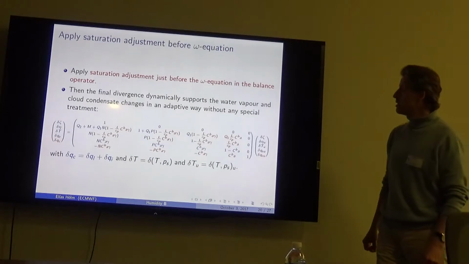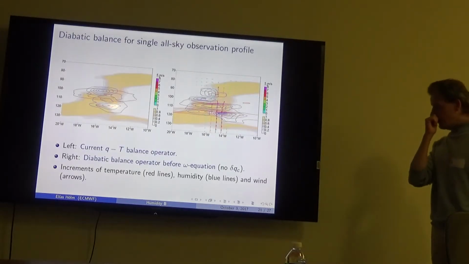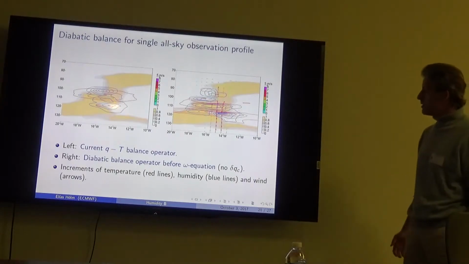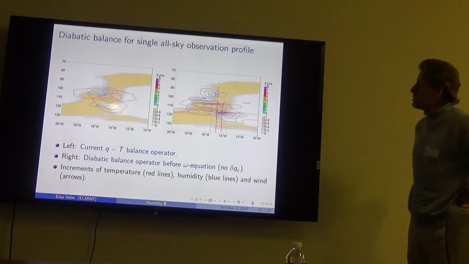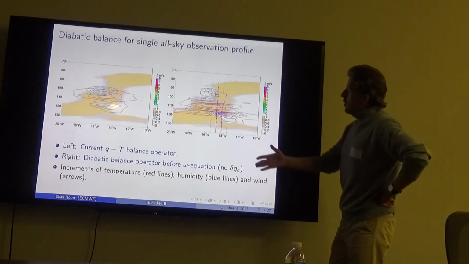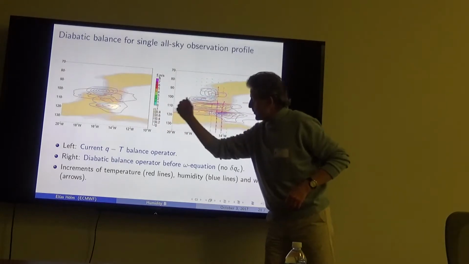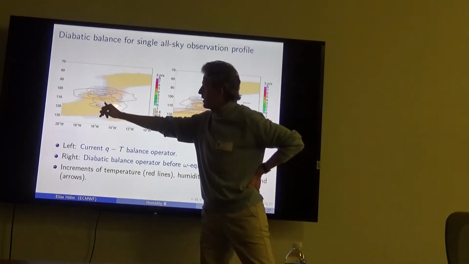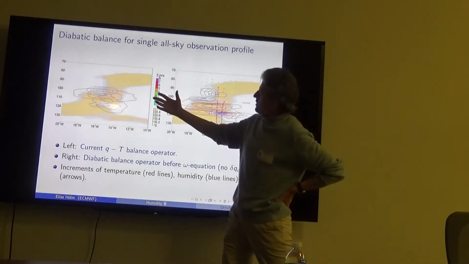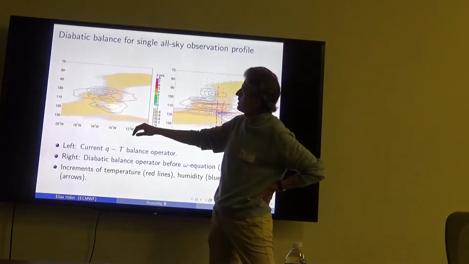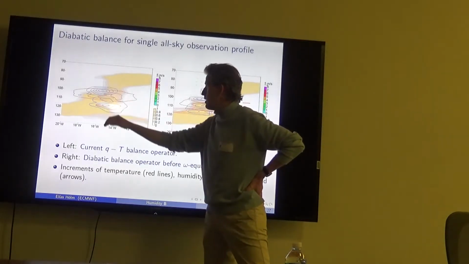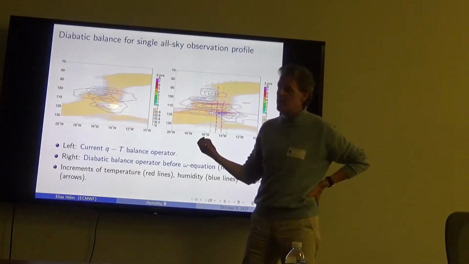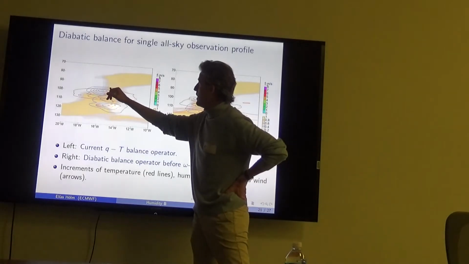So let's go to the next. This is an example of how this looks before and after. I'm showing here the increments from an all-sky microwave observation. On this side here, you've got cloud in yellow, and then you've got the temperature increments in red, and water vapor increments in blue. So there's positive water vapor increment and negative water vapor increment. And if you stare, you see wind increments as well. Some very, very weak wind increments here.